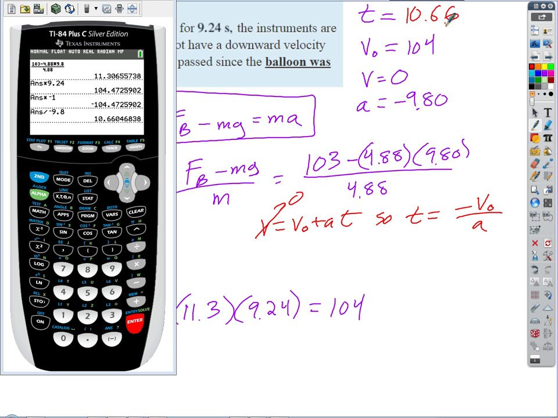We want the total elapsed time. So I'm going to add to that the 9.24 from the first part. Everybody agree? Wow, that seems like a pretty big number. Yes, that's right, huh? Okay, so plus 9.24 is 19.9000. So rounded to 3 places, 19.9. Should we try it? Yeah.